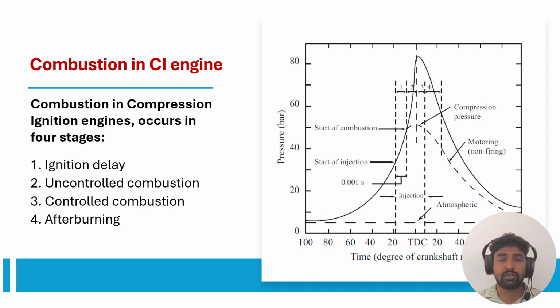Combustion in compression ignition engines occurs in four stages. Stage one is called the ignition delay period, the crucial preparatory phase, and stage two is named pre-mixed combustion, or the rapid or uncontrolled burning phase. Stage three is called controlled combustion, or diffused combustion. Stage four is the after-burning stage.